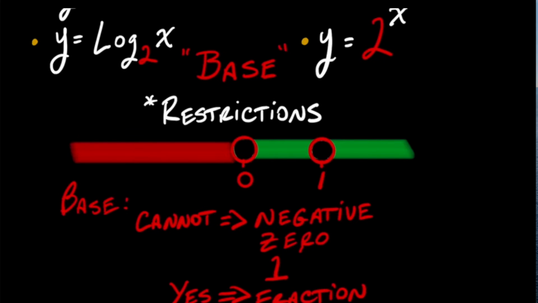A fraction is okay. Red means it cannot be negative. Open circle means it can't be 0. Open circle on the 1 means it can't be 1, but it's okay to be between 0 and 1, namely a fraction, and it of course is okay to be greater than 1.